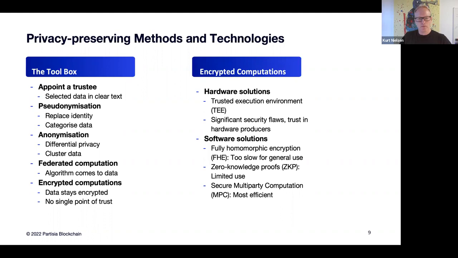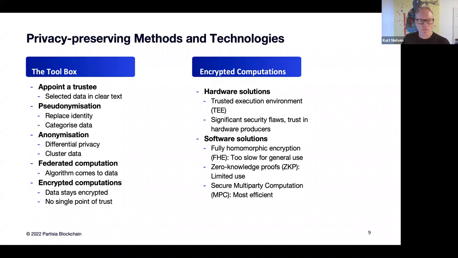With software, you have a piece of software that you can assess and send to third parties, who can evaluate whether it does what it's supposed to do, and people can sign off on it. So it's easier to create distributed trust around software. There are different protocols for software-based solutions that can do encrypted computation.